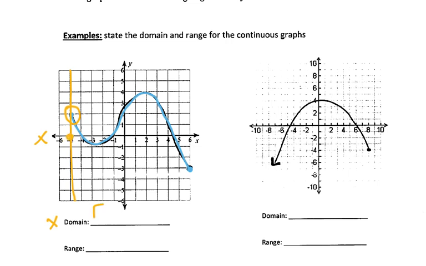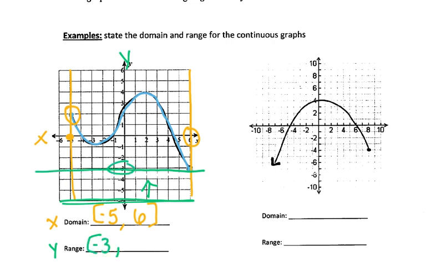So we would say closed bracket, -5, comma, and as you keep moving it, the very last place that it hits is here, which is at 6. So 6 and then close bracket. When you do the y's, you're looking at the y-axis, and you're starting at the bottom, and you're going up. The first place that it hits is here, which is at -3, comma, and then when you keep going, the very last place it hits is right here, which is at 4.